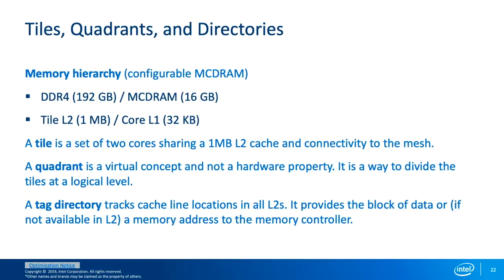I just want to set up some definitions here so that we don't get confused in the next slides. So a tile is the set of two cores. They have a shared 1 meg L2. A quadrant is a virtual concept. It's not a hardware property per se. It's a way to distribute the cores in different quadrants, essentially dividing the processor in 4 quadrants at the logical level, right?